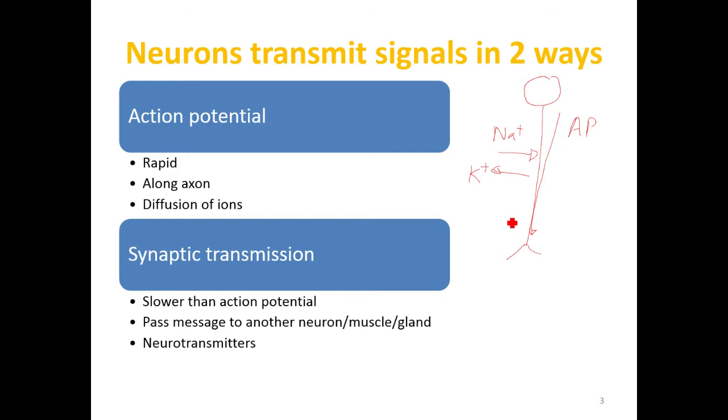When an action potential arrives at the axon terminal, it triggers the release of a chemical known as a neurotransmitter. The neurotransmitter then diffuses across the synaptic gap and binds to another cell, which can be a neuron, muscle, or a gland.